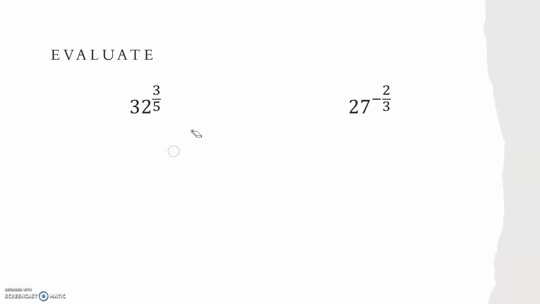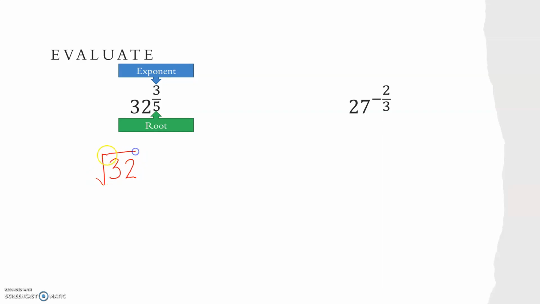The bottom number always tells us the root, and the top number always tells us the exponent when we have fractional exponents. So 32, we take that to the 5th root, and then we take our answer to the 3rd power. The 5th root of 32 would be 2, because 2 multiplied by itself 5 times gives us 32, and then 2 to the 3rd power would be 8. We can do this without a calculator.